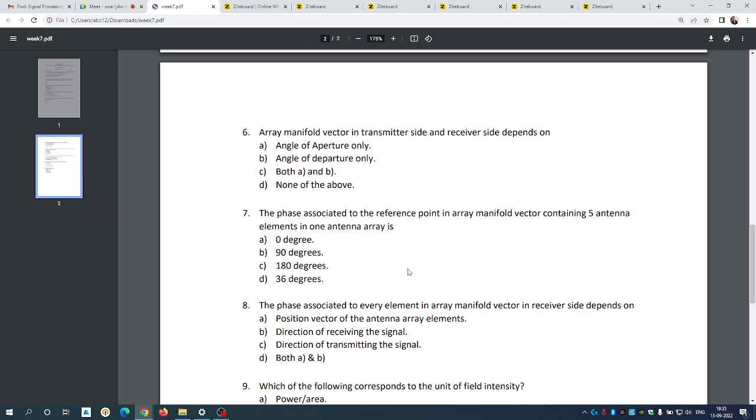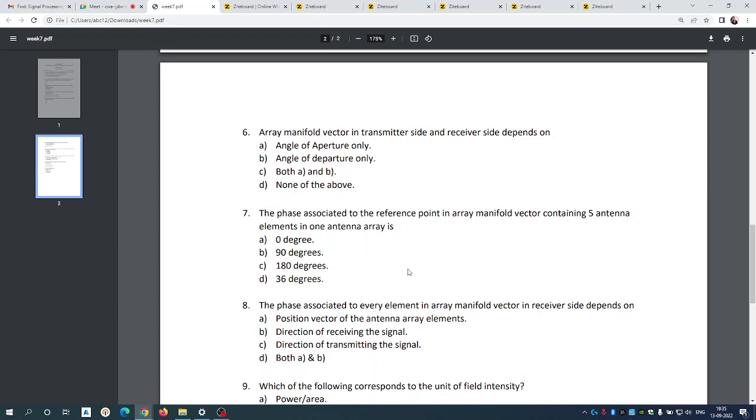So the next question is question number 8. The phase associated to every element in the array manifold vector on the receiver side depends on what? The first option is the position vector of the antenna array elements, the second option is the direction of receiving the signal, the third option is the direction of the transmitting signal, and the last option is both A and B.